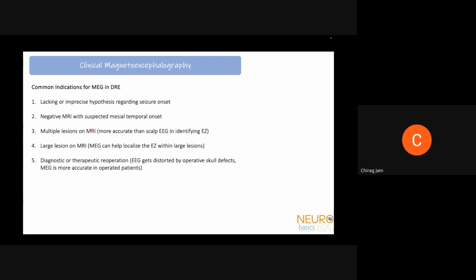There are multiple lesions on MRI. You just don't know which one is the one producing epilepsy. So compared to a scalp EEG, a MEG would be more accurate. You have a very large lesion on MRI. So a MEG can help you localize within this large lesion where your epileptic activity is coming from. A very important indication is for reoperation cases. An EEG will get distorted by skull defects. Previous surgeries, scars, skull defects, it does not work very well with these, but MEG will not be distorted at all by these scars.